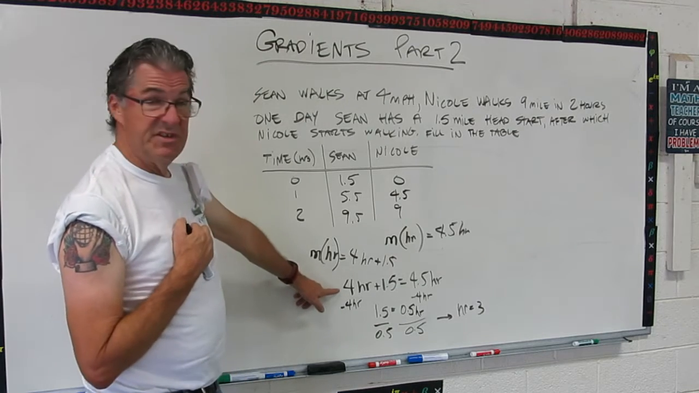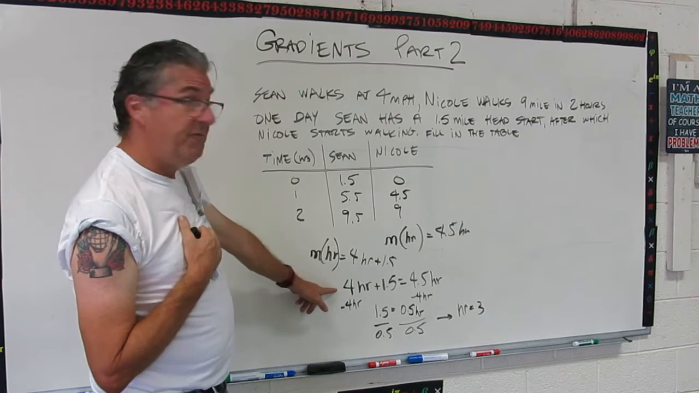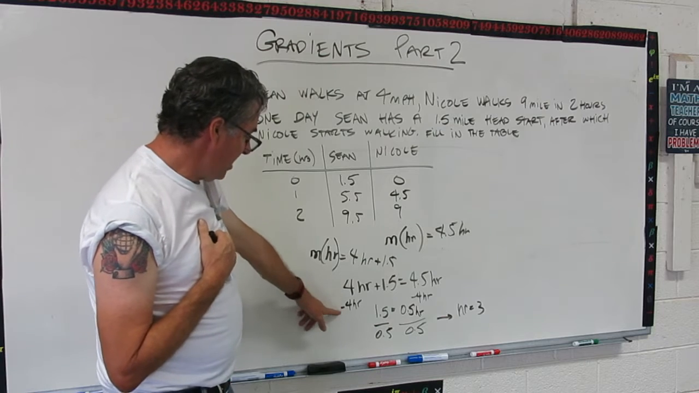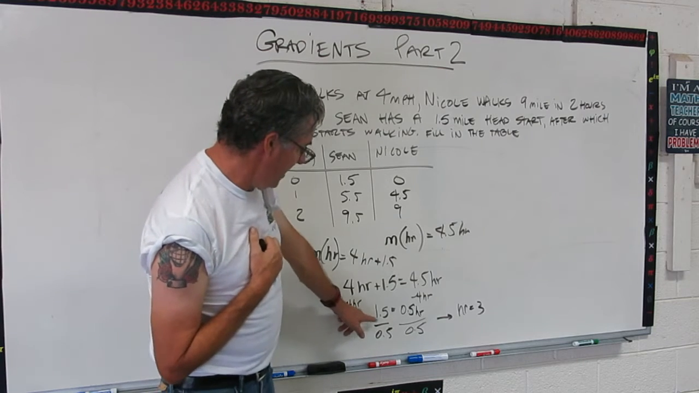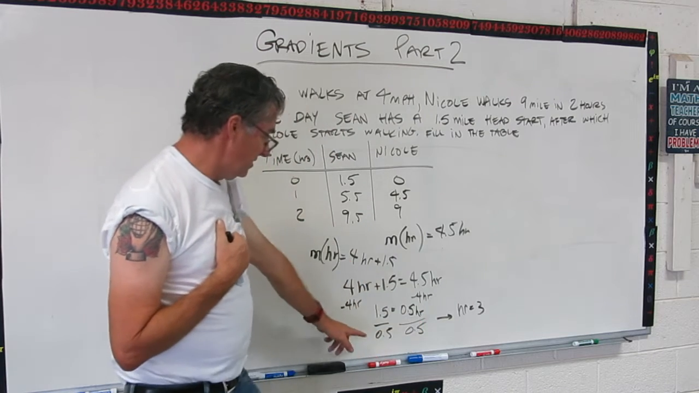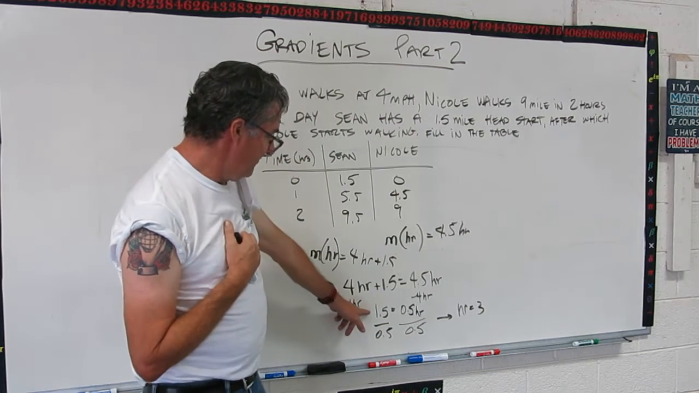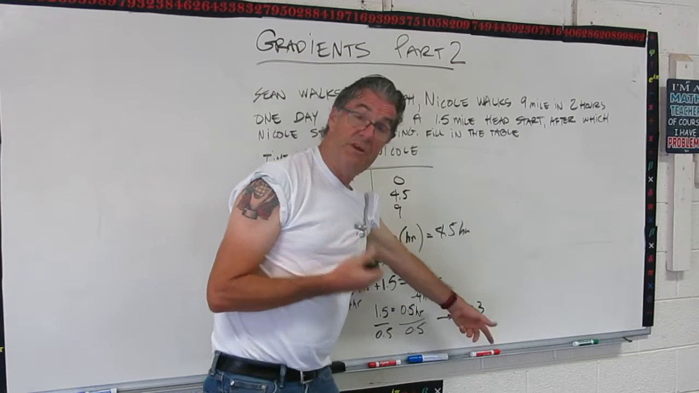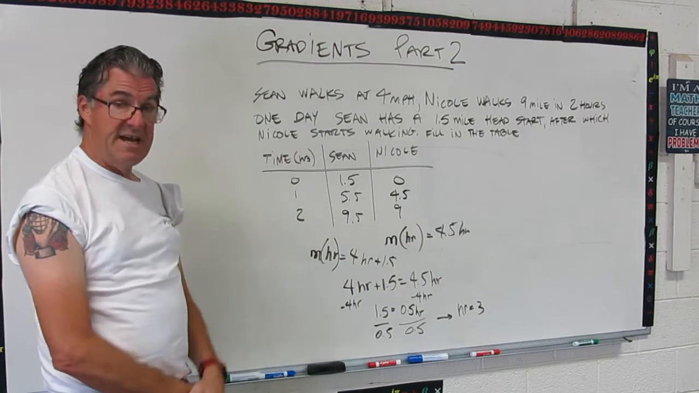So I just set my two equations equal to each other, and I solved for hours. So I subtracted 4 hours from each side. I got 1.5 equals 0.5 hours. Then I divided by 0.5 to get hours to just be 1. I divide that, and I end up with hours equals 3, which is what we thought based on our table.